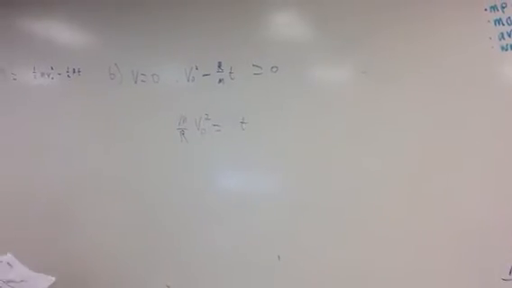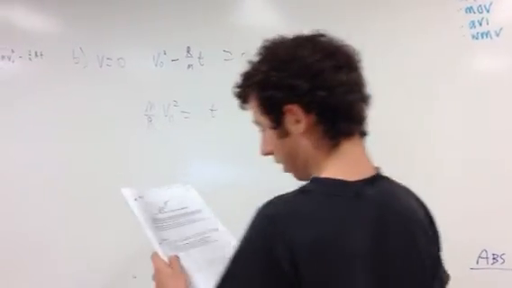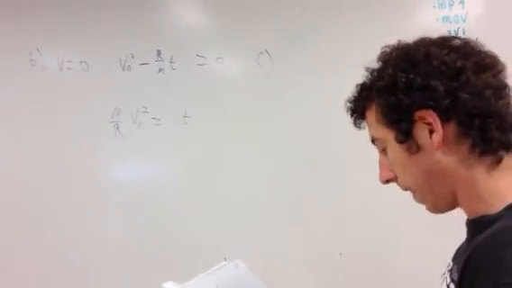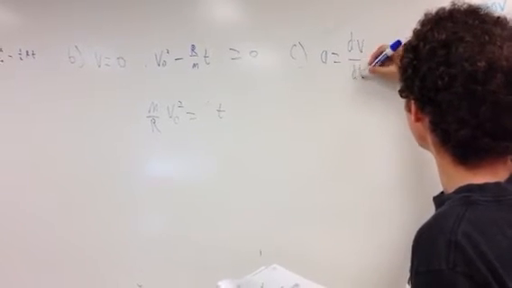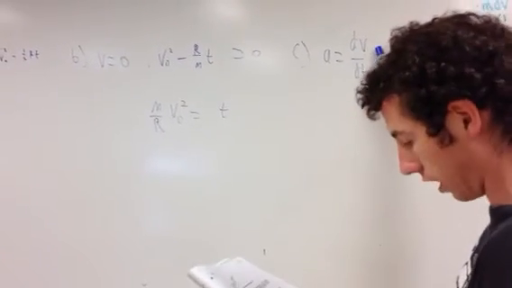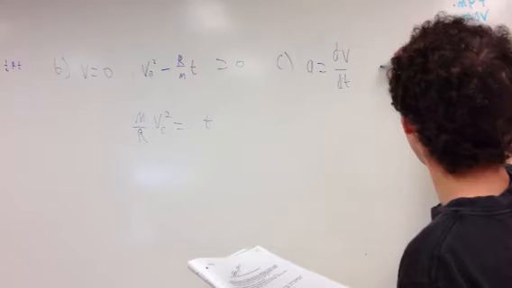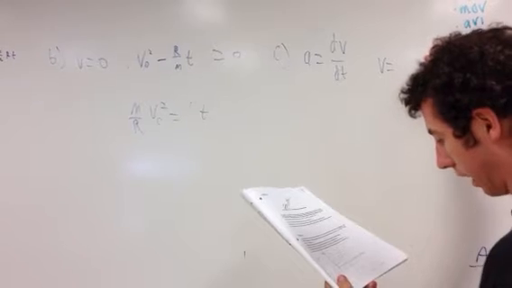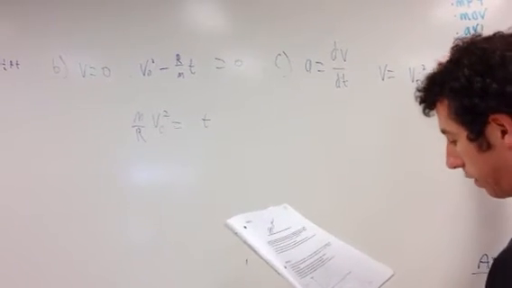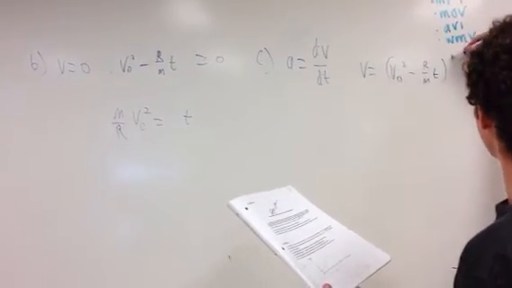Alright. Moving on to C. C asks you to develop an equation for the acceleration of the car as a function of time t. So acceleration equals dv/dt. So I need to take a derivative of our velocity, which is given to us. Instead of writing it as a radical, I'm going to put 1/2 outside of it as an exponent. So it's going to be v naught squared minus R over m t, to the 1/2.